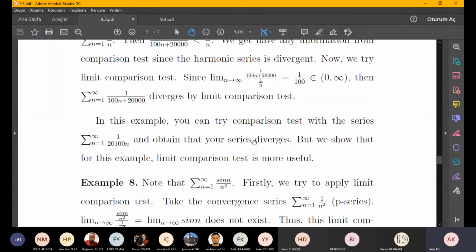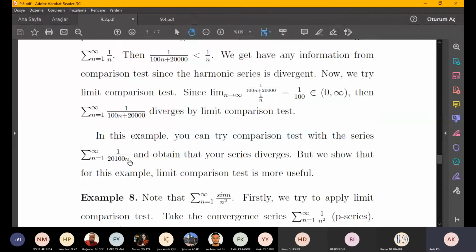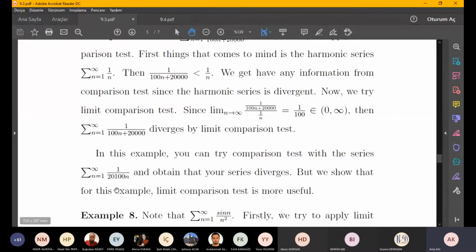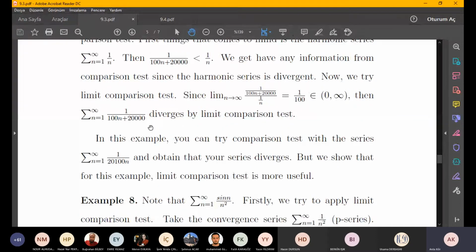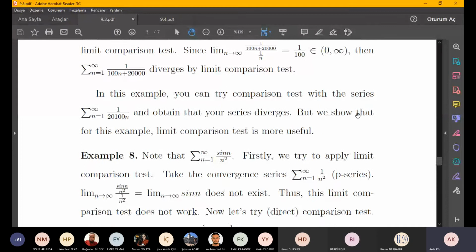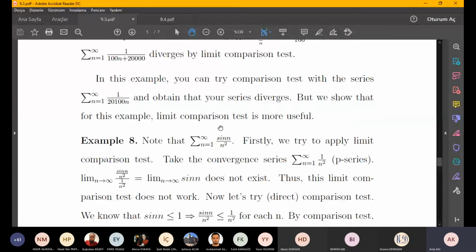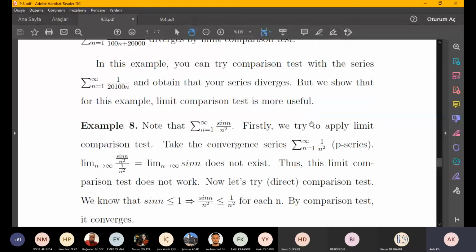So you have to compare 1 over 100n plus 20,000 with this series. And now that one will be the smaller one, which is divergent, and which gives that the series we are trying to find out is also divergent. But here, as you can see, limit comparison test is more convenient to apply.